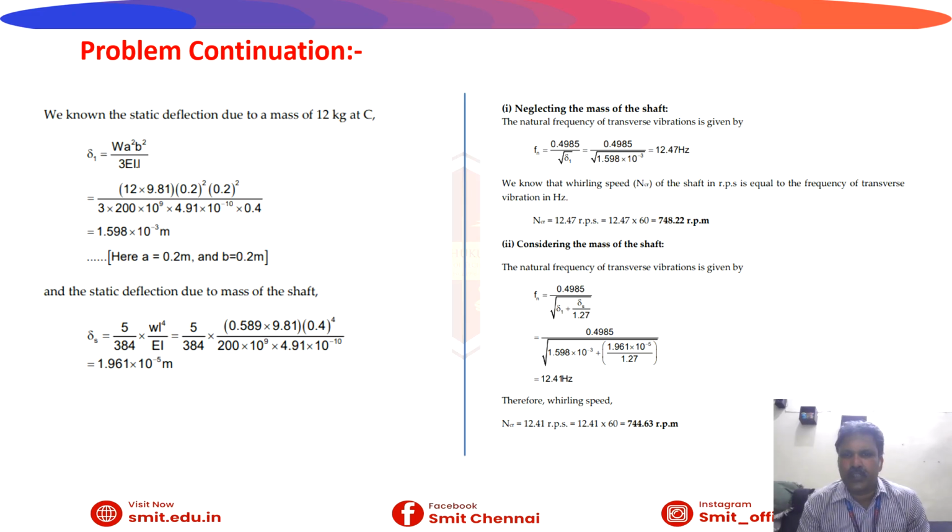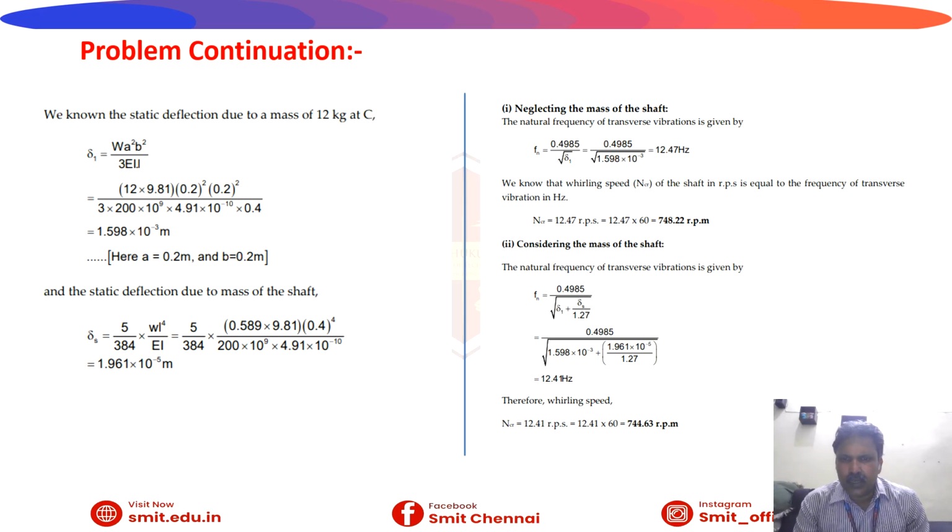We know that the whirling speed of the shaft in RPS is equal to the frequency of the transverse vibration in hertz. Therefore, whirling speed, that is N equal to 12.47 RPS. Convert into minutes, multiplying by 60, you will get 748.22.